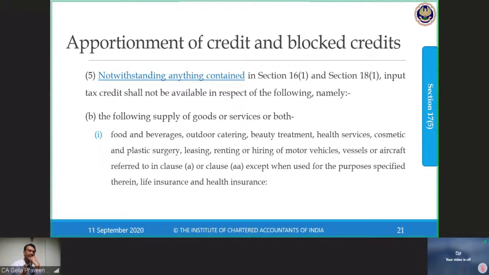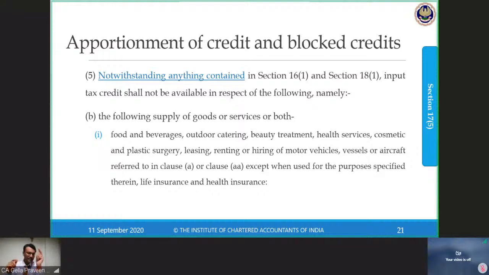Sir, I have a canteen, I have a factory. In my factory, I have a canteen facility. I provide food to my employees. Can I take ITC? This particular entry clearly says that no, you cannot take ITC on food and beverage. Outdoor catering, no. Sir, I have taken insurance for employees. I have taken health insurance, COVID, I have taken a health insurance. Can I take the input tax credit?